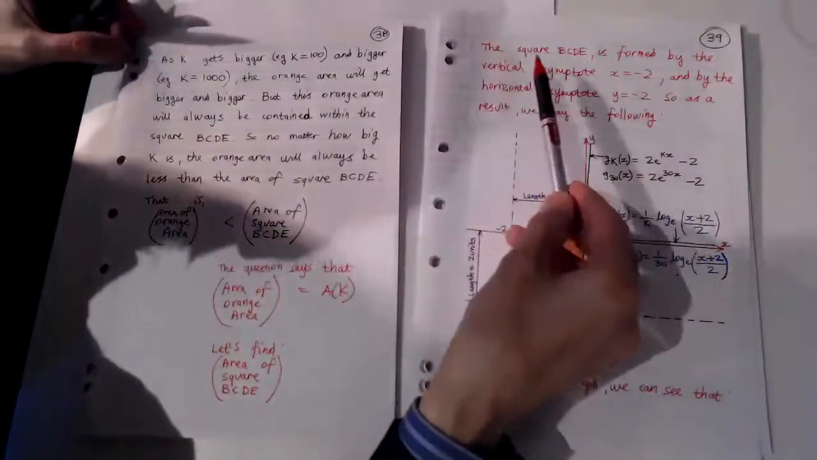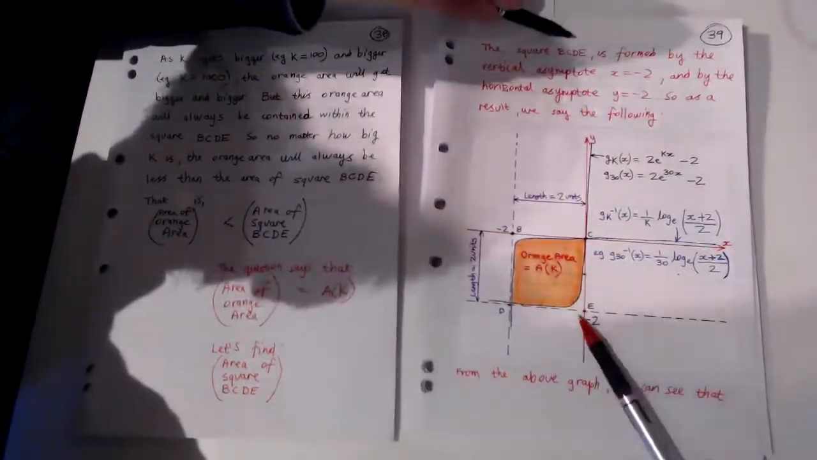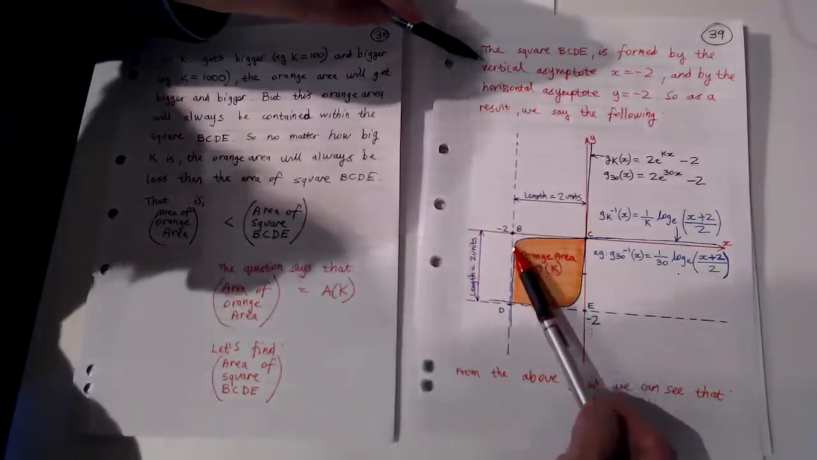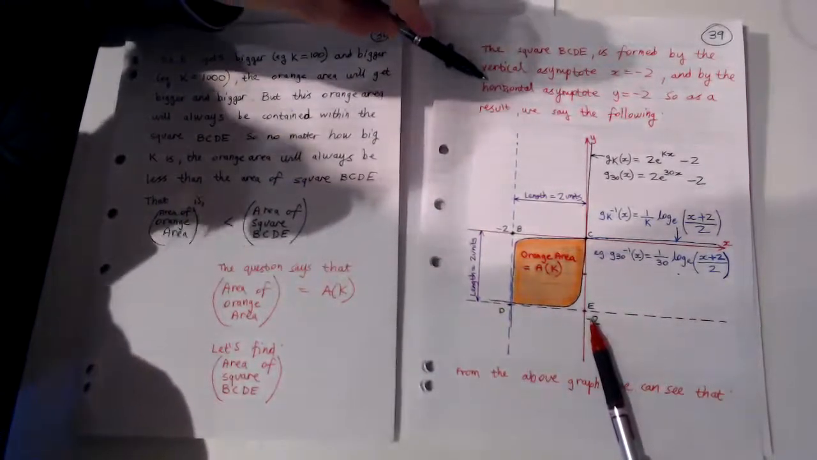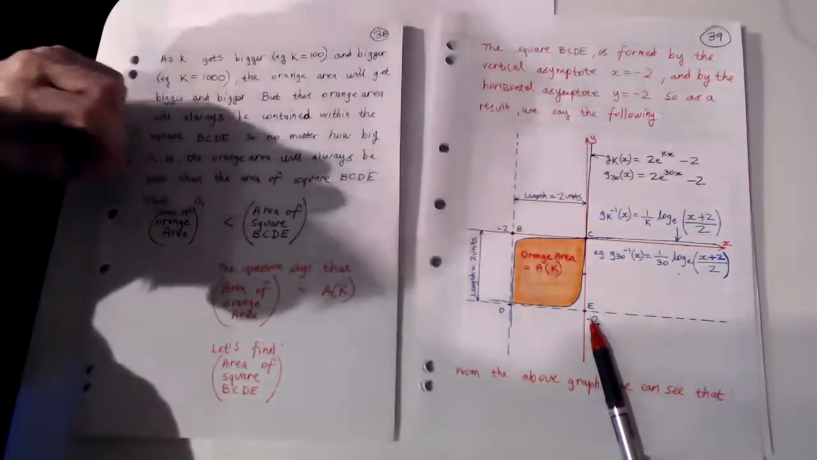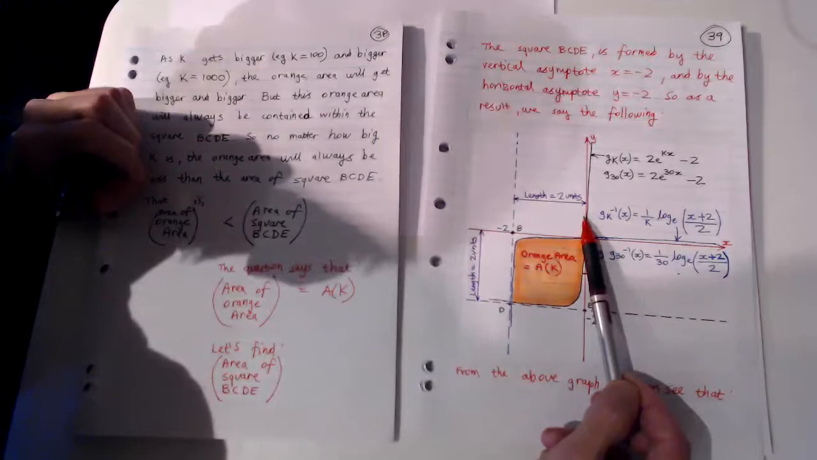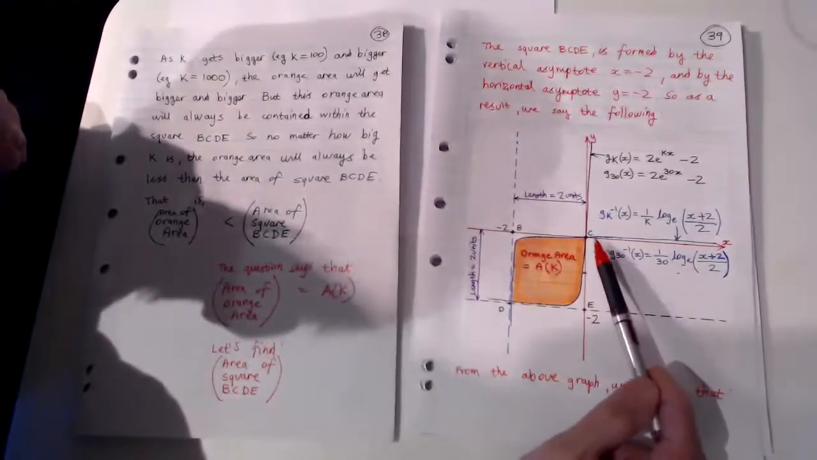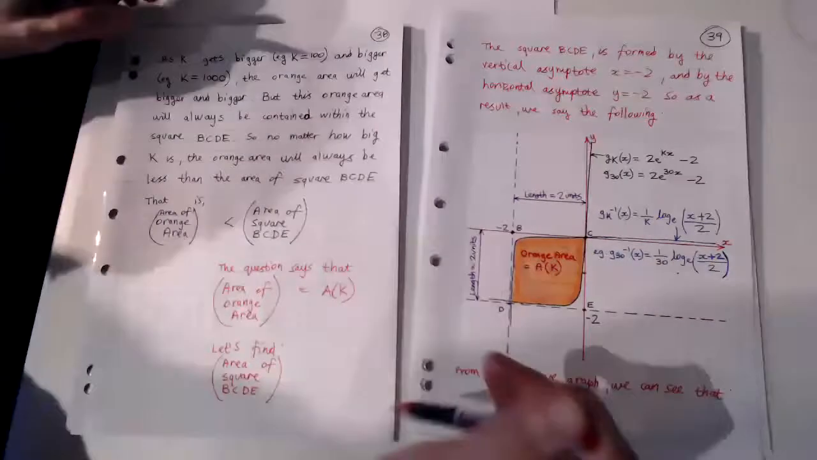Now, like I was saying before, the square BCDE is formed by the vertical asymptote x equals -2 and by the horizontal asymptote y equals -2. So as a result, we say the following, that the distance, like I was saying to you before, from B to C is 2 units. That length there is 2 units. And like I was saying to you before, the distance from C to E is 2 units. That is, the length is 2 units.